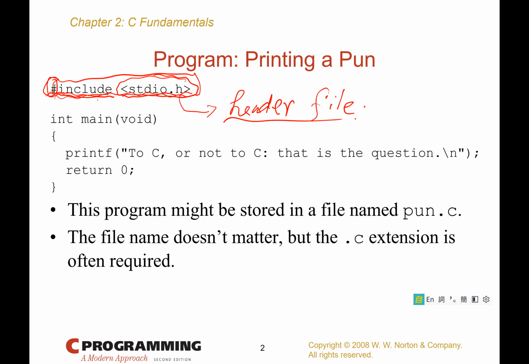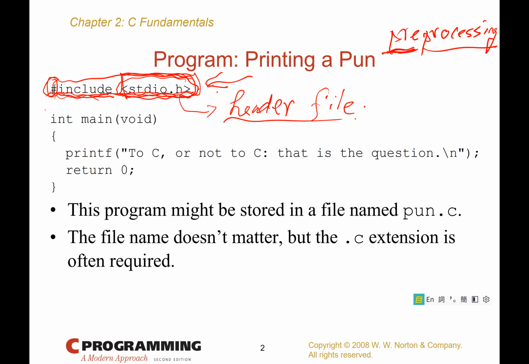The content of stdio.h will be inserted into this location of the program. And this will be done before the program is compiled. So we call it a preprocessor. Why is it pre? It is pre-compile. It's before compile.